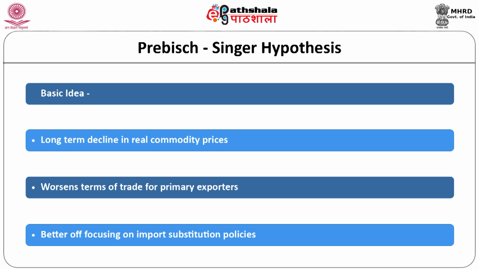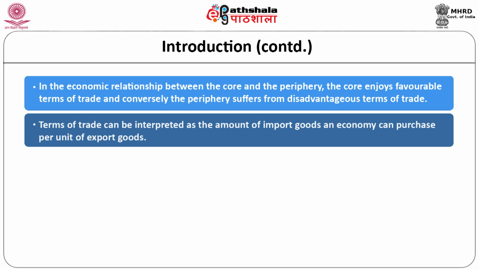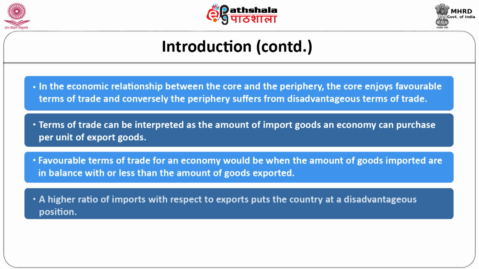Primarily, in the economic relationship between the core and the periphery, the core enjoys favorable terms of trade and, conversely, the periphery suffers from disadvantageous terms of trade. Terms of trade can be interpreted as the amount of import goods an economy can purchase per unit of export goods. Favorable terms of trade for an economy would be when the amount of goods imported is in balance with, or more or less than, the amount of goods exported. A higher ratio of imports with respect to exports puts the country at a disadvantageous position.